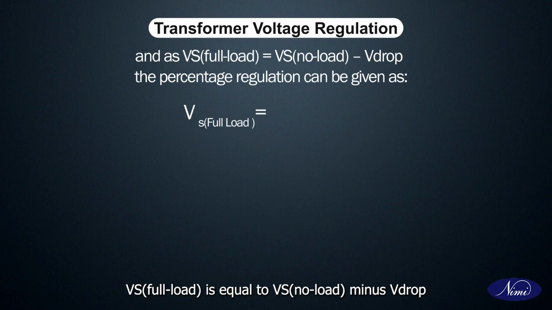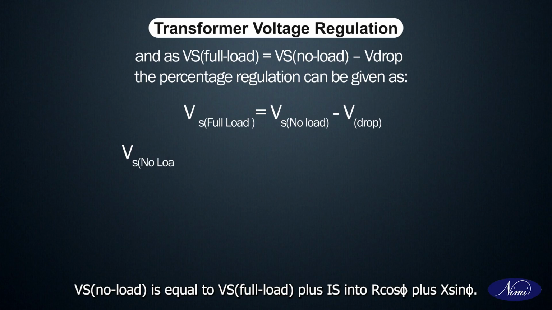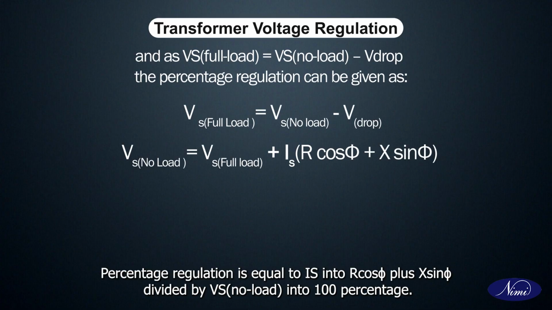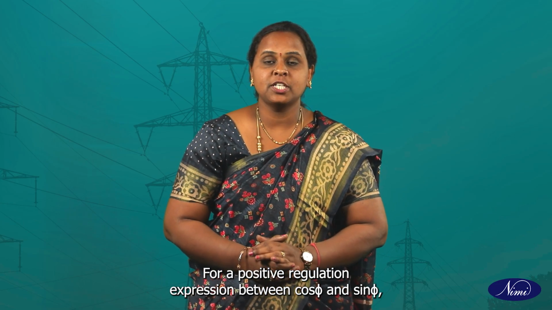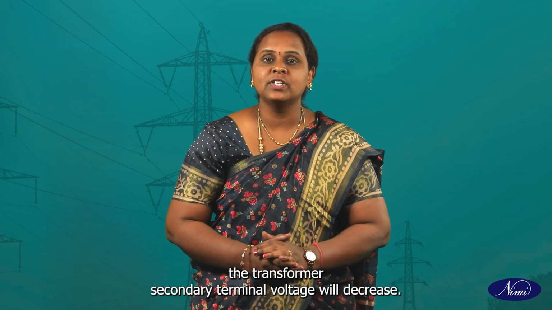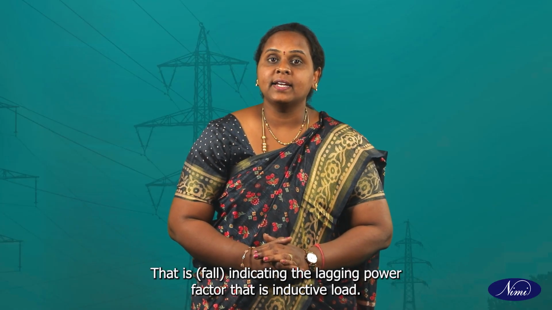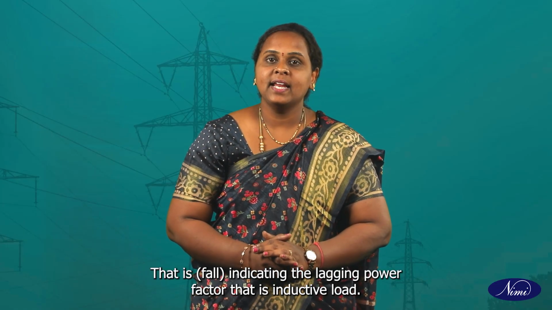Vs full load is equal to Vs no load minus V drop. Vs no load is equal to Vs full load plus Is into R cos phi plus X sin phi. Percentage regulation is equal to Is into R cos phi plus X sin phi divided by Vs no load into 100%. For a positive regulation expression between cos phi and sin phi, the transformer's secondary terminal voltage will decrease, that is fall, indicating the lagging power factor, that is inductive load.